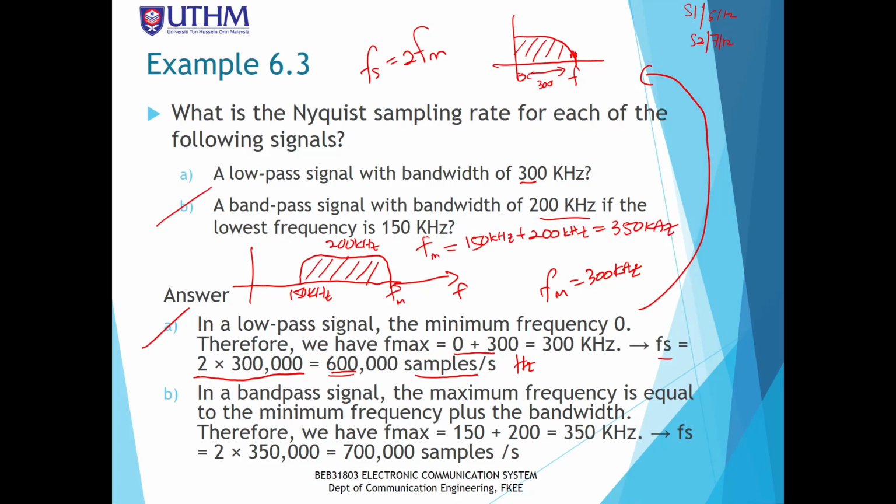Okay, so from here we can calculate the sampling rate. So sampling rate is equal to 2 times the highest input frequency. So we get 700,000 samples per second, or 700,000 hertz. It's the same.